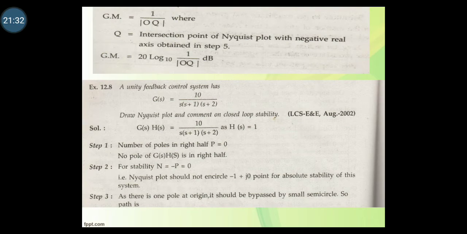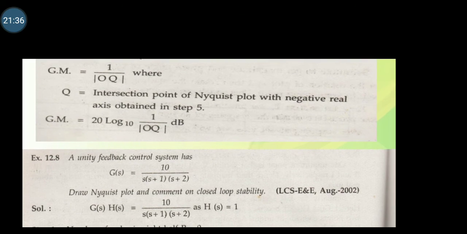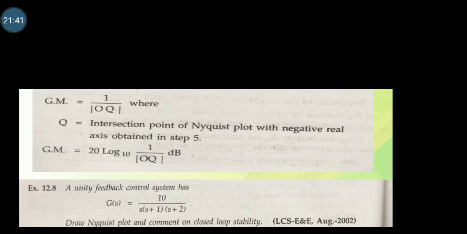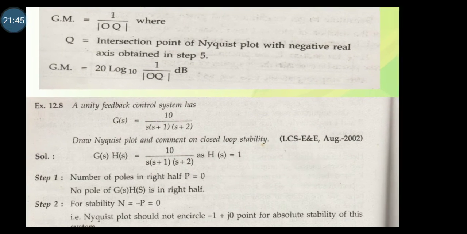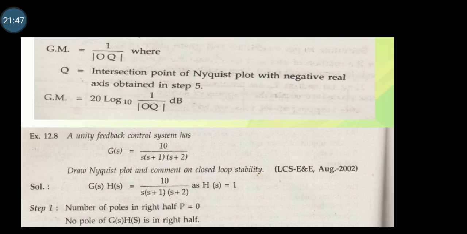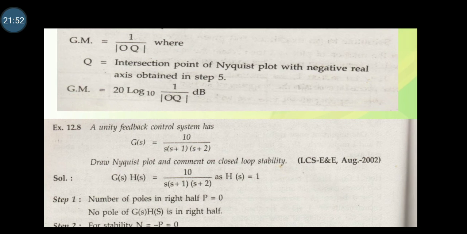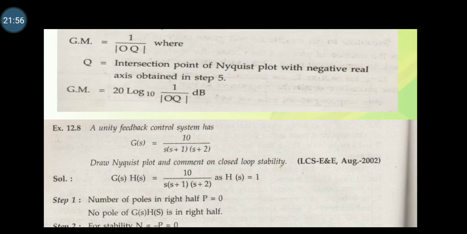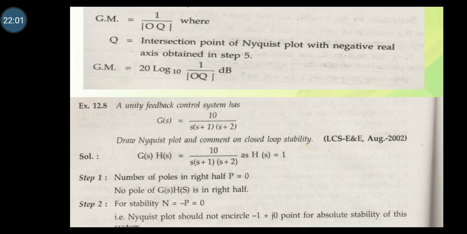So, gain margin is equal to 1 divided by the magnitude of OQ, where Q is the intersection point of the Nyquist plot with the negative real axis, which has been obtained in step 5. Okay, that is the Q point. Gain margin is 20 log to the base 10 of 1 divided by the magnitude of OQ, in decibels. So we'll take a problem.